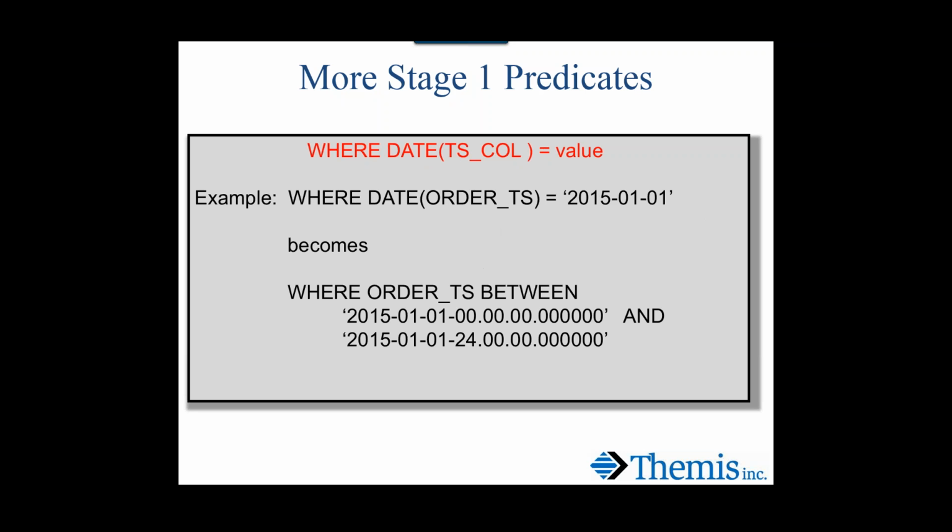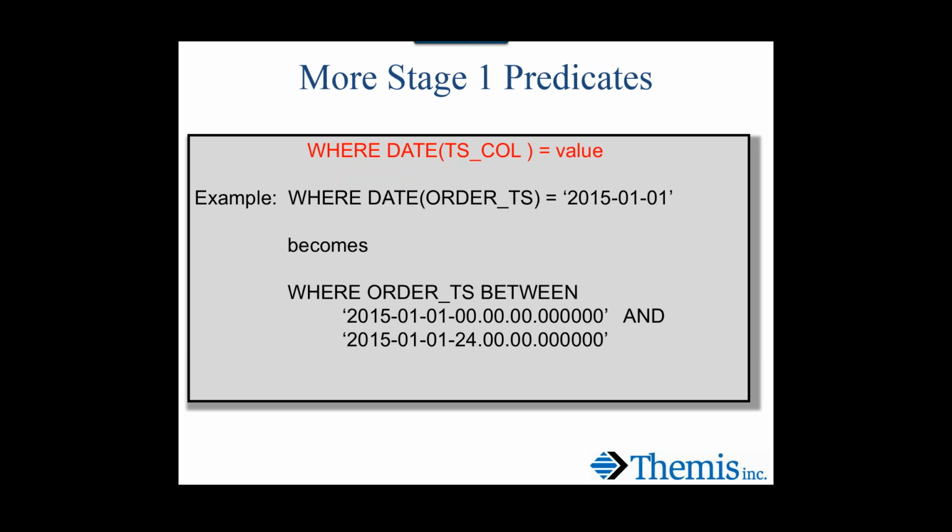So here's another example. When I say where date of a timestamp is equal to a particular value, what I've been asking people to do in their SQL is to write that as a between. DB2 deals with the order timestamp between basically January 1st at midnight and January 1st at the other midnight, right?